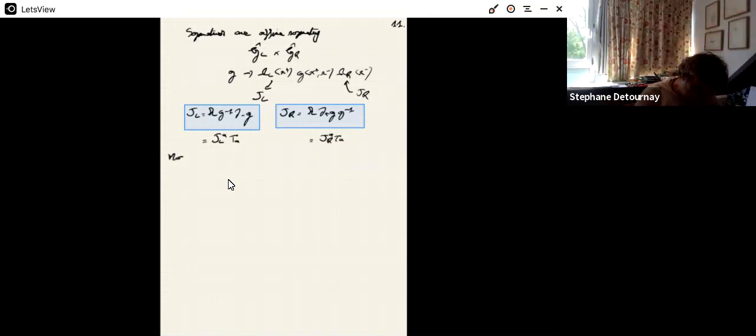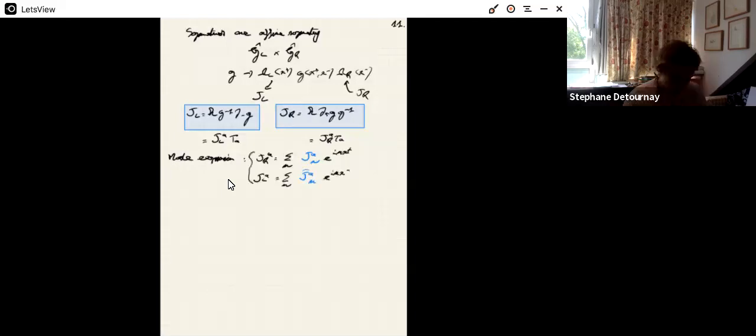Now, we can expand these currents in modes. J_R^A is a sum over n of J_n^A exponential inx^+, and J_L^A is the sum of J̄_n^A exponential inx^-. Now, we know that the group element g was written as exponential of minus u over 2 T_3, something, exponential of minus v over 2 T_3. And J_L and J_R generate this affine symmetry here.